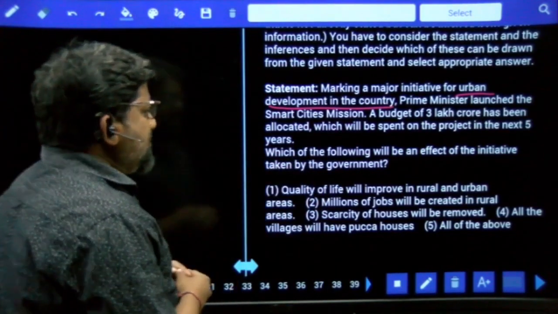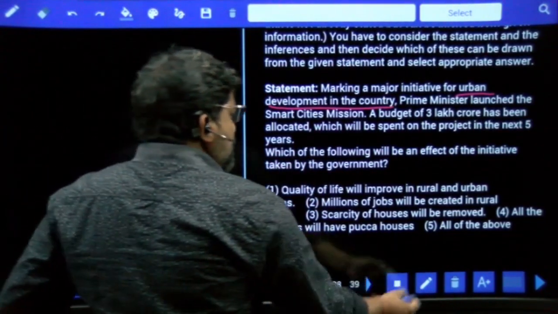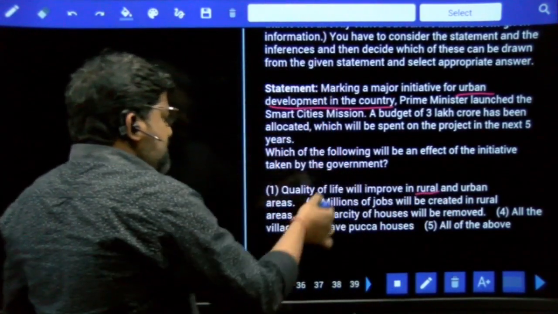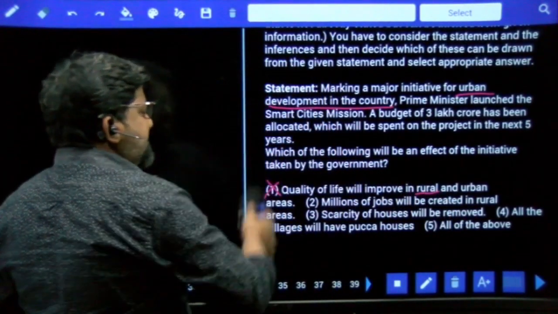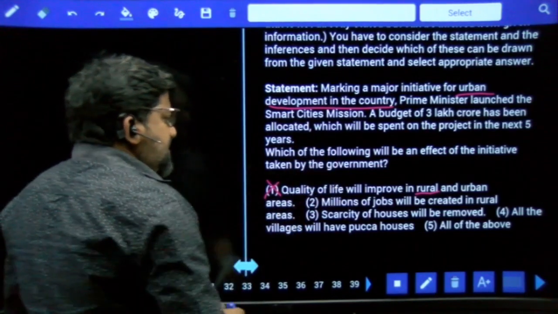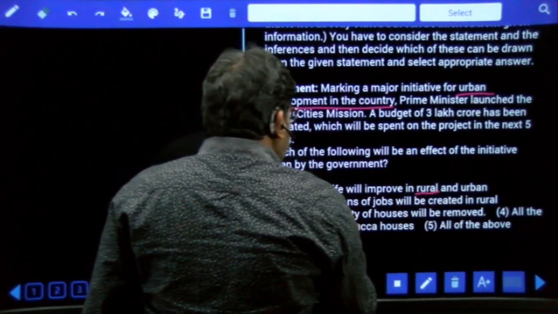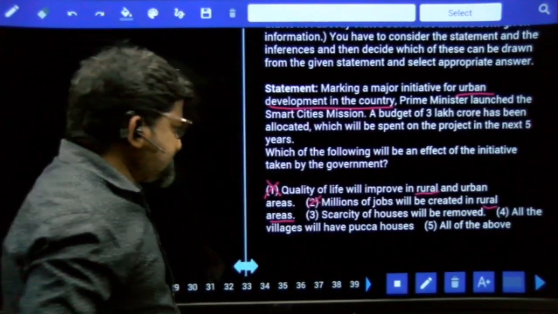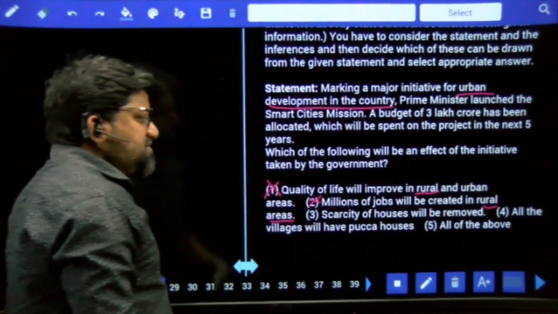What might be the effect? Chalo, first one: quality of life will improve in rural and urban areas. Rural is out of context. It is not at all told in the statement, so we'll not move with that. Millions of jobs will be created in rural areas. Rural, we don't have any idea. Scarcity of the houses will be removed.